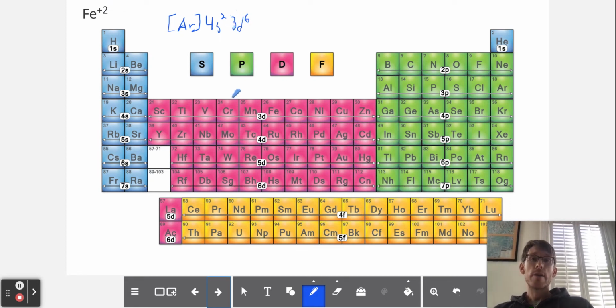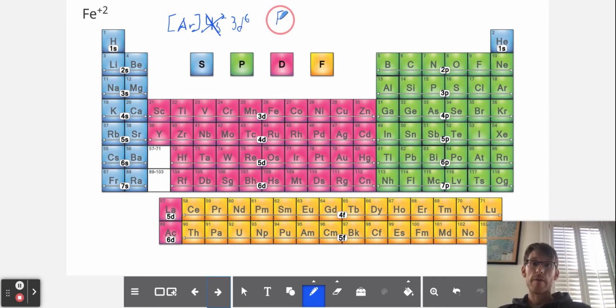But actually, within the D block, we're going to assume that all of the elements in the D block lose their S electrons first. So if we have a positive 2 ion, I'm just going to get rid of the 4s electrons, and the electron configuration of Fe plus 2 is actually argon 3d6. Fe also forms a positive 3 ion.